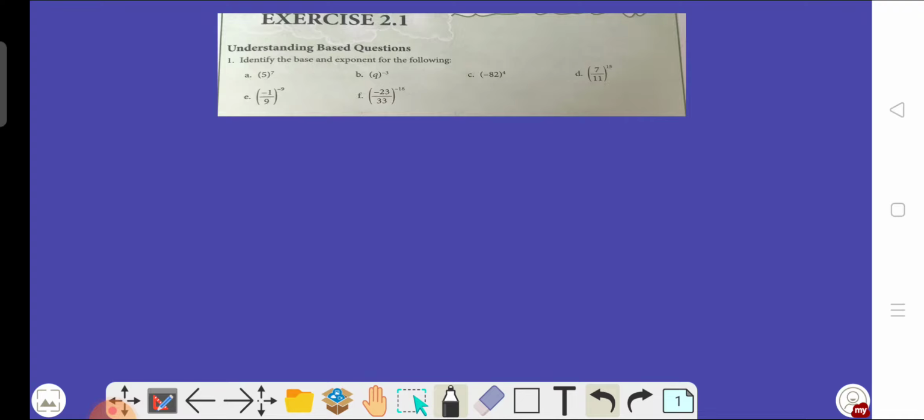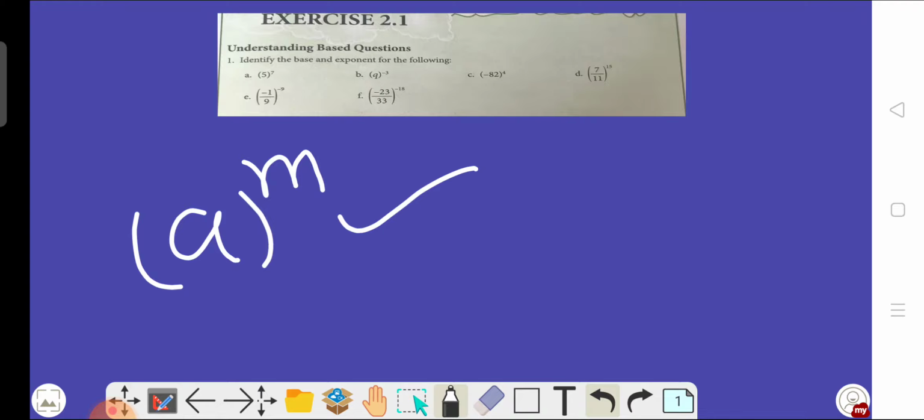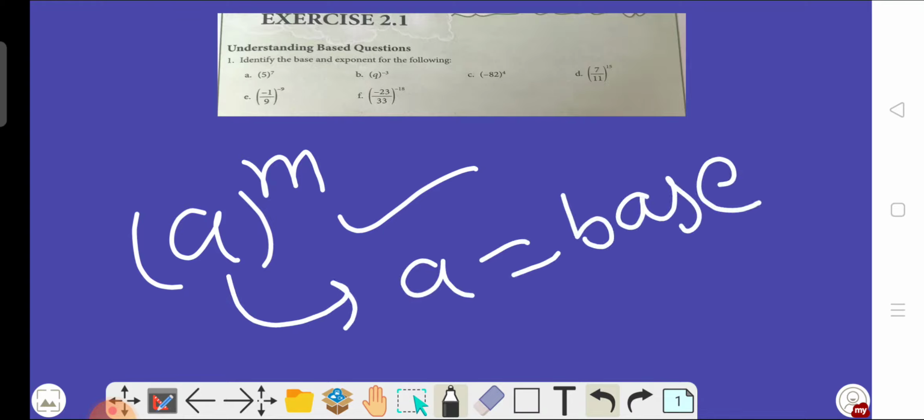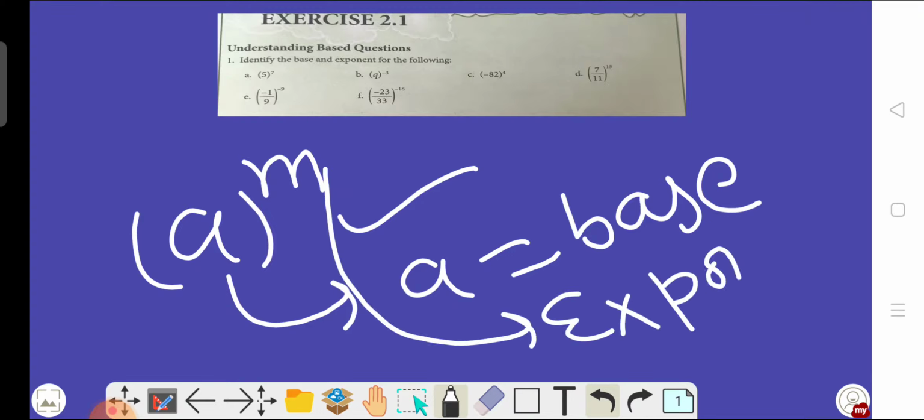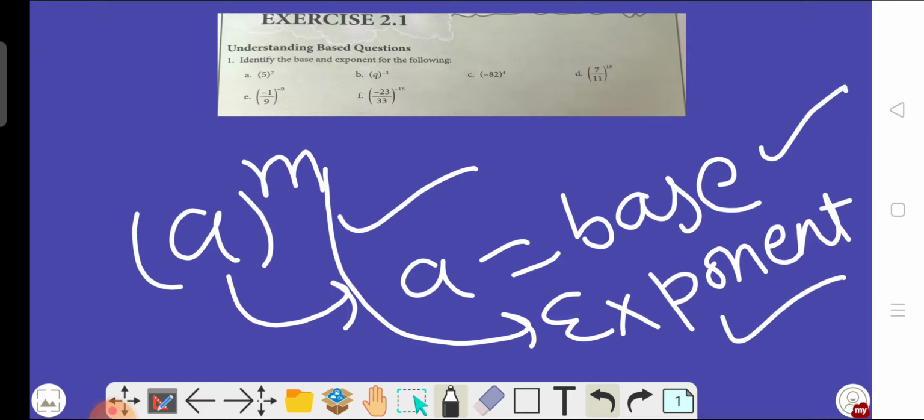So the question number first is to identify the base and exponent for the following. In our previous video we discussed an expression like a raised to the power m. In this expression, this a is our base and this m is the exponent. In the question, we have to write the base and exponent of the given expressions.